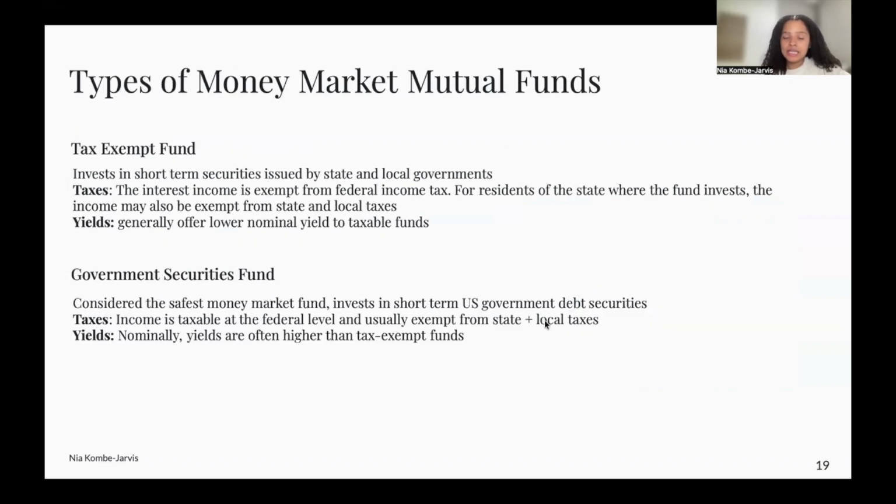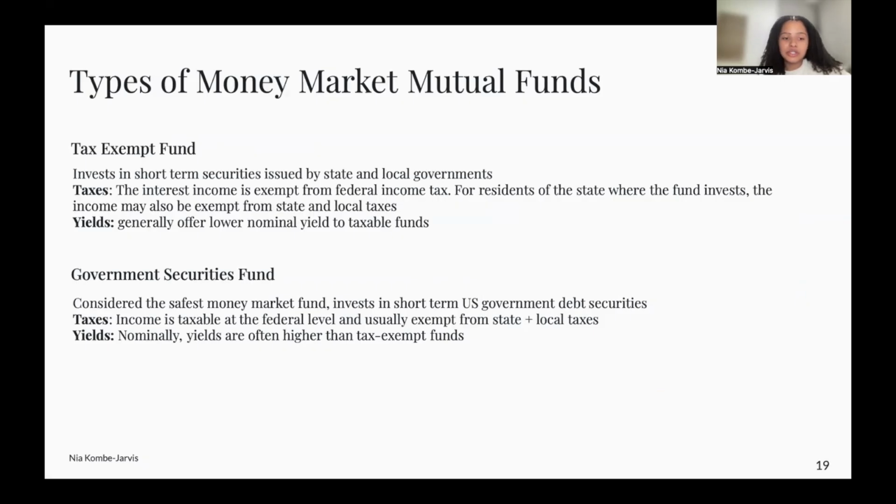There are two different types of money market mutual funds, a tax exempt and a government securities fund. For tax exempt, these funds invest in securities issued by state and local governments. So most times the income from these is exempt from federal income tax. Generally, these offer lower nominal yield than the taxable funds.